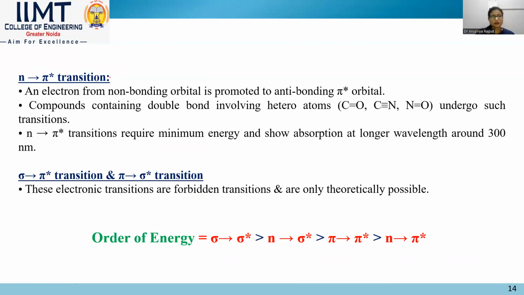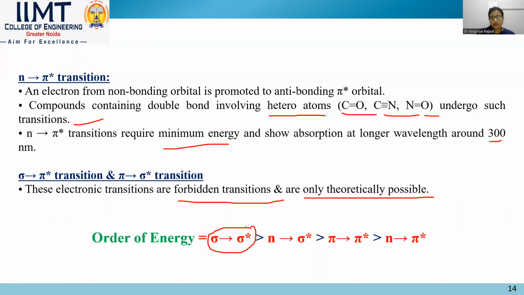Non-bonding to pi star transition generally occurs when a molecule has non-bonding electrons. Compounds containing double bonds involving heteroatoms like C=O, C=N, and N=O undergo this type of transition. This type of transition requires minimum energy, so the absorption maximum is around 300 nanometer. Sigma to pi star transition and pi to sigma star transition are practically forbidden transitions. They are not practically possible but only theoretically possible. In the order of energy, sigma to sigma star transition has a higher energy compared to the other transitions.